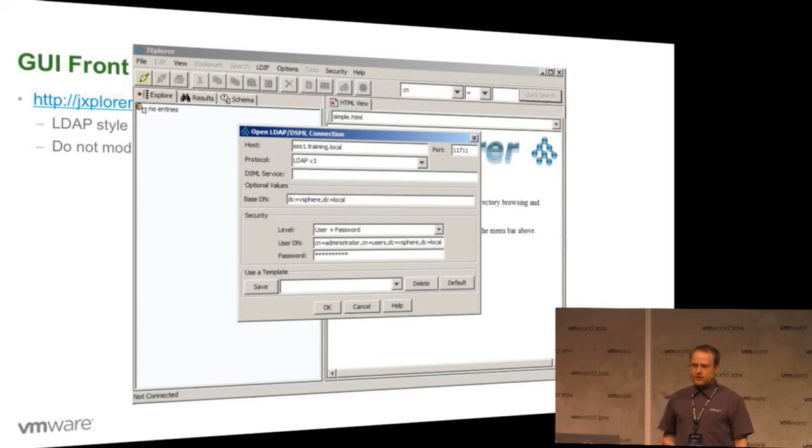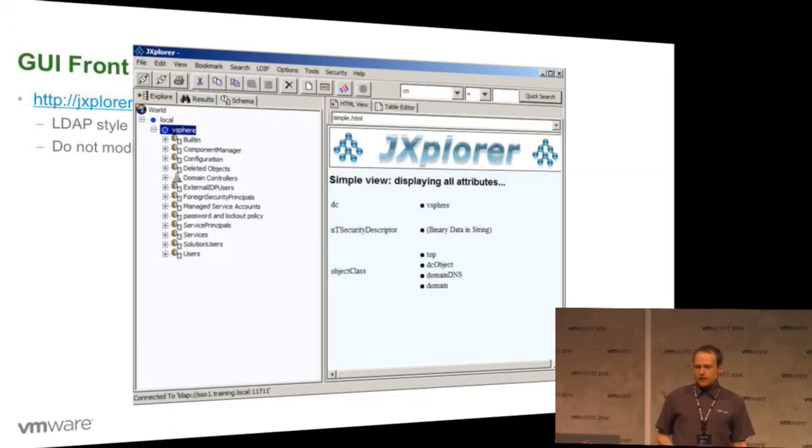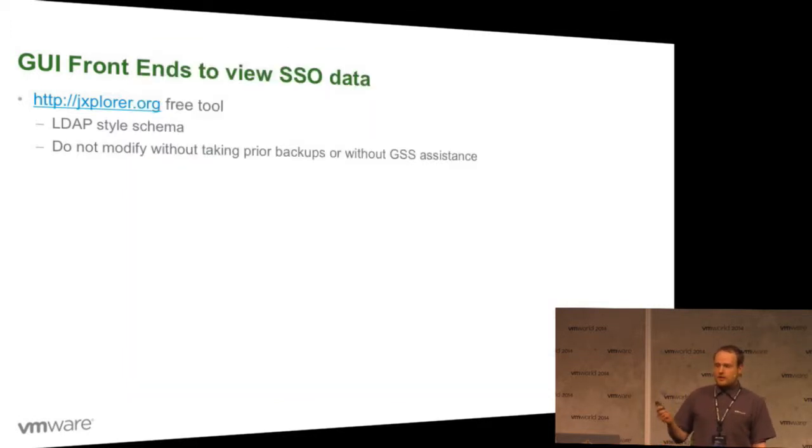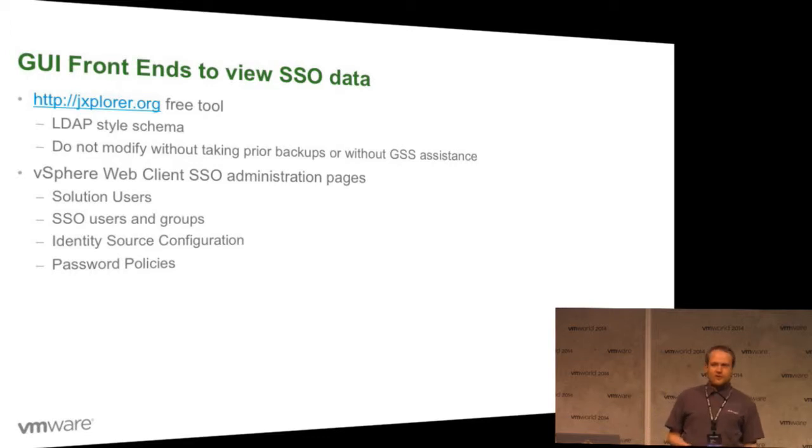And this is basically what it looks like. You do plug in your LDAP style address of vSphere.local, and then the username and password of administrator at vSphere.local. And then you really have the nitty-gritty down level of identity source configuration, solution user, solution groups. You have your SSO internal users, SSO internal groups, all in an LDAP style schema that you can modify. You can add certificates in there, etc. if you wanted to.